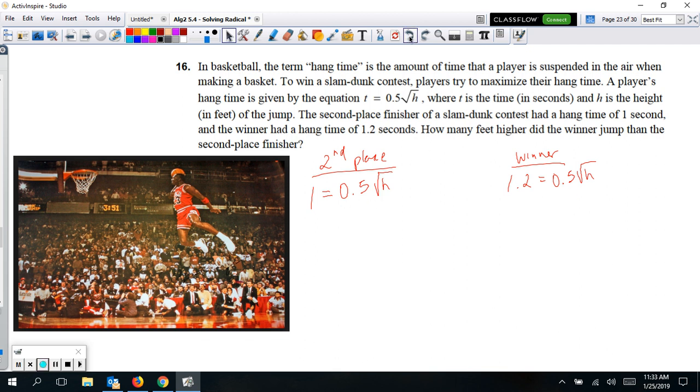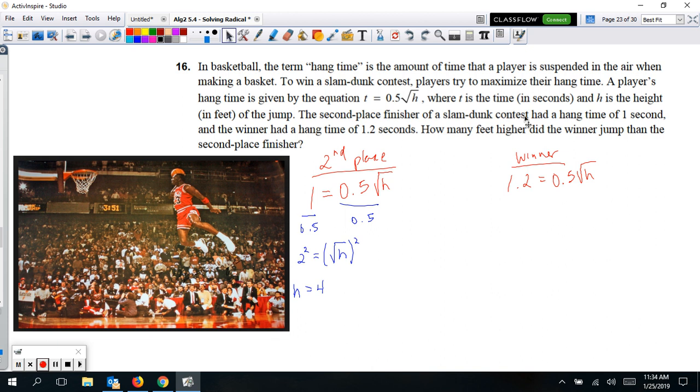Starting with the second place winner, we're first going to be dividing both sides by 0.5. So 1 divided by 0.5 is 2. You can do that in the calculator, or you may be able to do that in your head. So it's 2 is equal to the square root of h. To get rid of the square root, we need to square both sides. So raise both sides to the second power. So now h equals 4. So his height was 4 feet for the second place finisher.